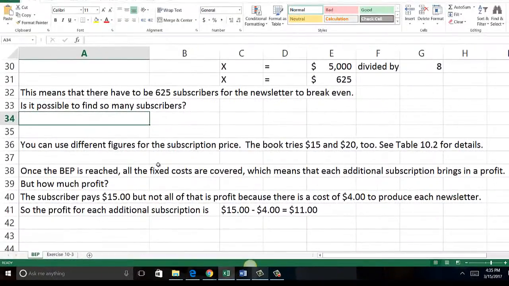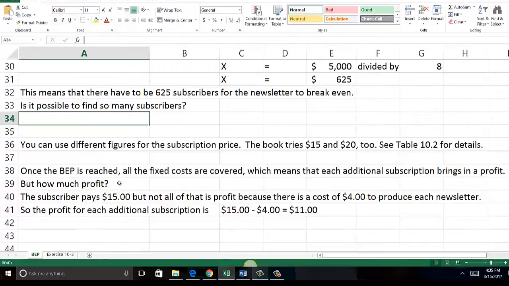So you can use different figures for the subscription price. And the book tries $15 and $20. If you go to table 10.2 at the end of the PDF chapter, it's all laid out there. Okay. Then, once the break-even point is reached, all the fixed costs are covered, which means that each additional subscription brings in a profit. That's called the marginal cost, the marginal pricing.